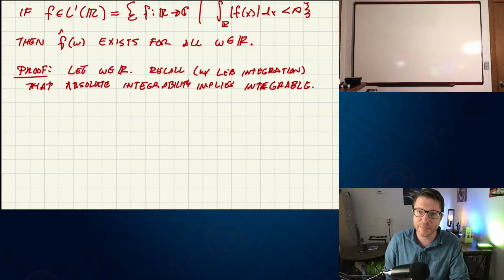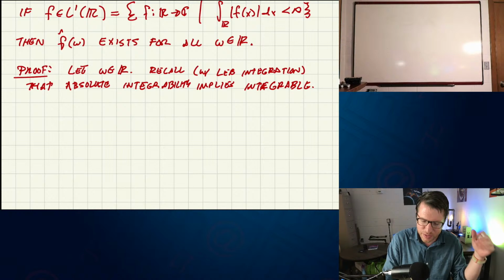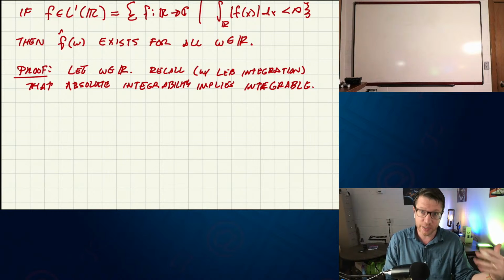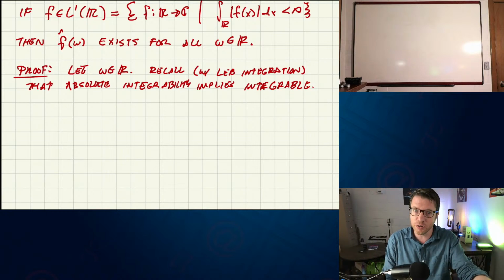Okay, so we start there, and that's what we get. So what we really need to show is that the Fourier transform, the integral that gives us a Fourier transform, is absolutely integrable, which means that the original thing is integrable. And that really follows pretty quick.